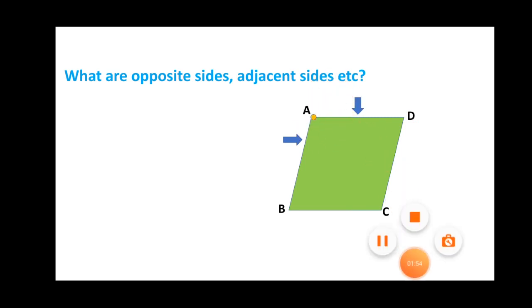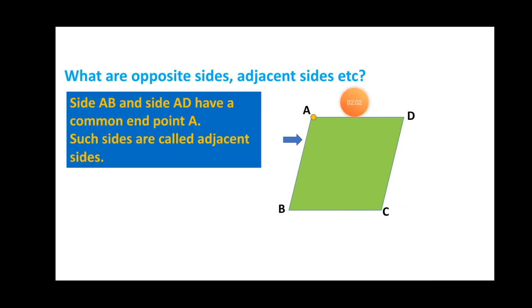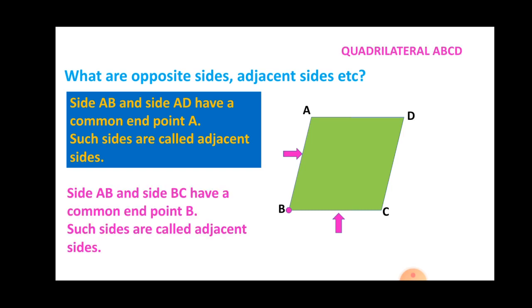So, you can see that such line segments which have a common endpoint are called adjacent sides. Hence, the side AB and side AD are adjacent sides. Now, in the same way, we can say this side AB and side BC with a common endpoint at vertex B are adjacent sides. So, look at the sides again. The side AB and side BC have a common endpoint at vertex B. So, these sides are also adjacent sides.